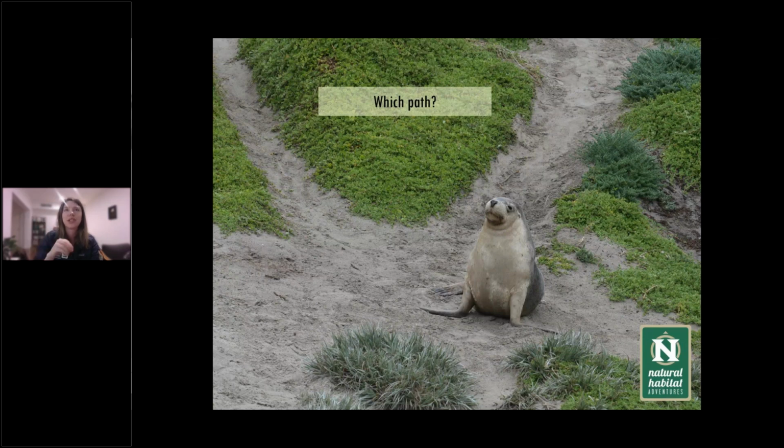Whereas if we look on the left path, there's just not really a clear indication of what's going on. I don't see a track through the center. I don't see defined imprints from those four flippers. So we can start to see where an animal may have come from.